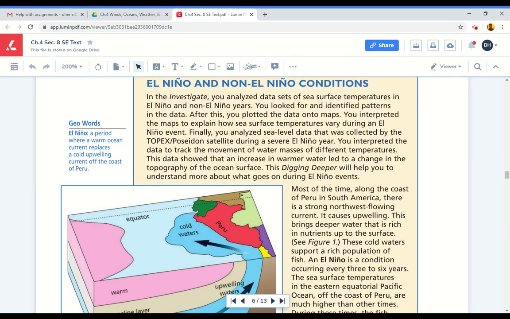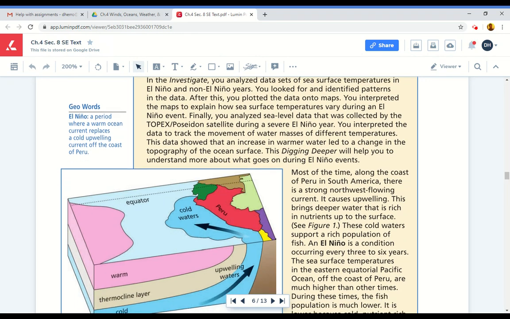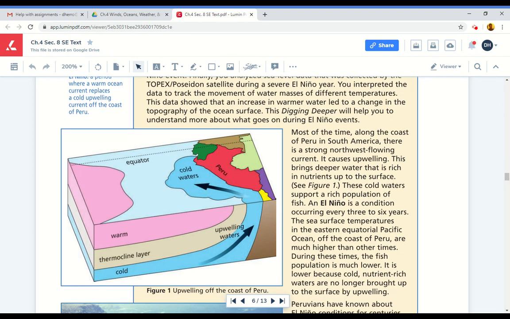You looked for and identified patterns in the data. After this, you plotted the data onto maps. You interpreted the maps to explain how sea surface temperatures vary during an El Niño event. Finally, you analyzed sea level data that was collected by the Topex Poseidon satellite during a severe El Niño year.